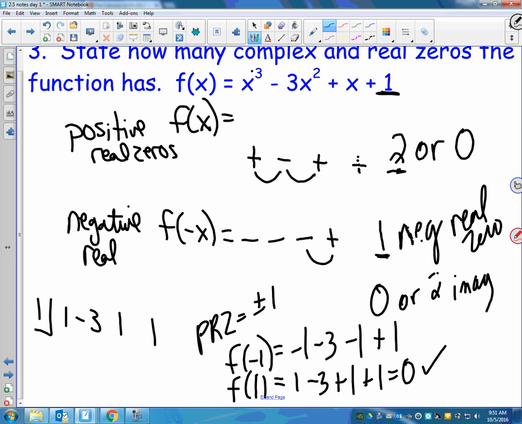So just like you were supposed to do on your test, once you find one that works, you should divide it out.